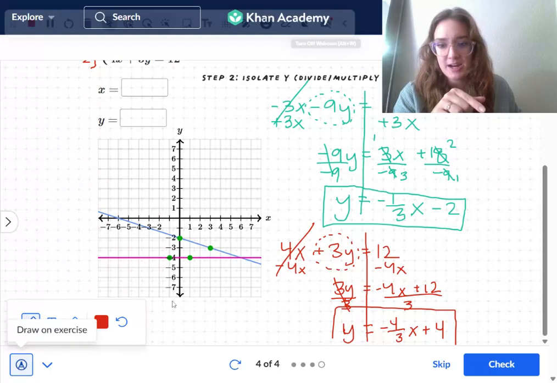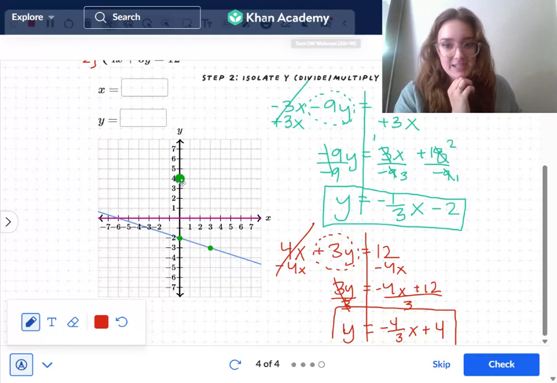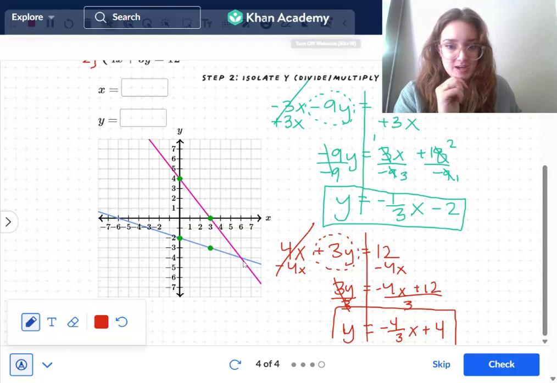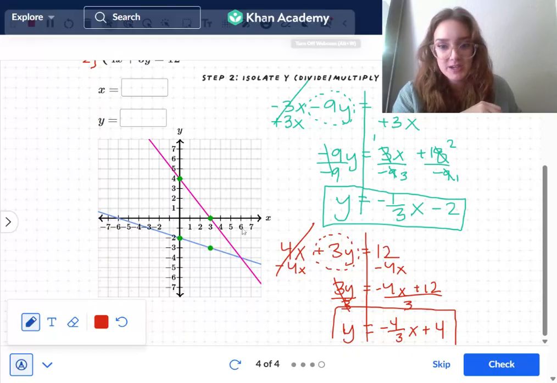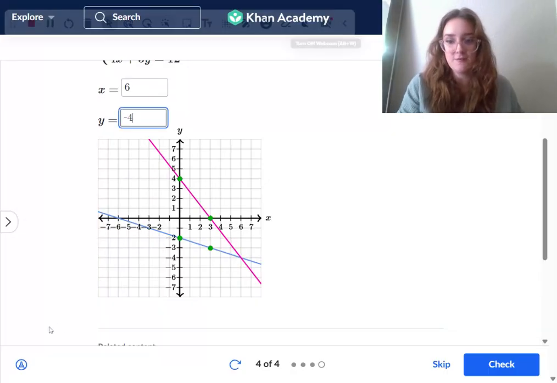Equation 2, the y-intercept is at positive 4. I guess I can drag it while I'm looking at the annotations. Down 4, over 3: 1, 2, 3, and they are still negative. We're looking for the point where they cross over, the solution, and that's going to be positive 6, negative 4. Let's plug it in. Positive 6, negative 4.